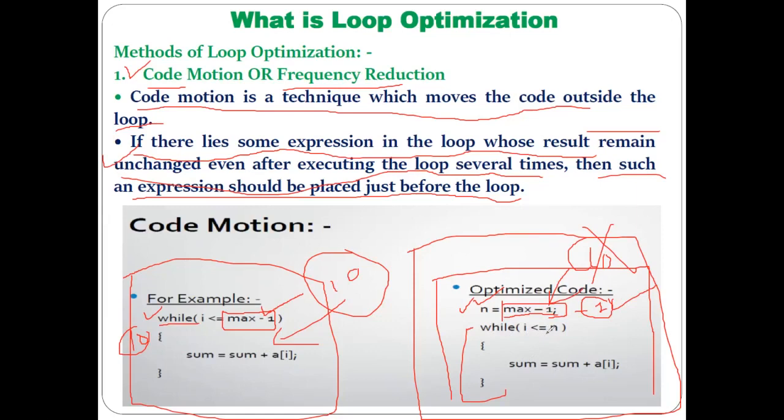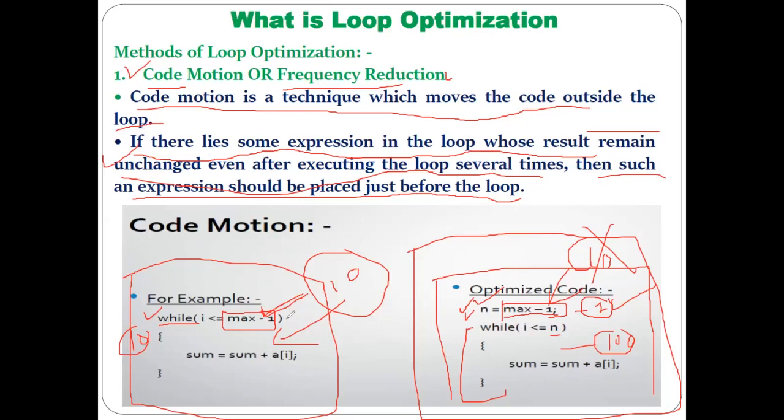So the same thing, while i is less than or equal to n, we have written, because n contains the result of max minus 1. N contains what? The result of max minus 1. And so even if this while loop runs 100 times, this max minus 1 will be evaluated only once and its result will be utilized through the n variable. So this is also called frequency reduction. Here the number of times max minus 1 is getting executed can be 10 times, 100 times. The frequency is very large, and because of that the execution time of the program is getting increased.